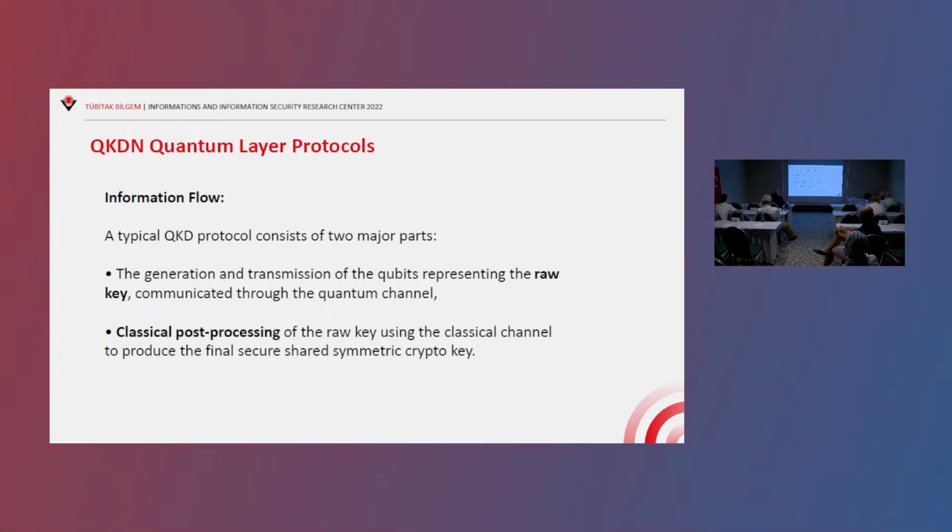So a typical QKD protocol, both including the prepare and measure technique and also the entangled photon technique, includes two parts. One is the generation and transmission of the qubits that represent the raw key. We call this raw key because that's not the actual key that Alice and Bob would use eventually. These keys would be sifted, in other words, using classical post-processing. Only part of these keys, Alice and Bob would use. So it would include a raw key generation and qubit transmission part. And the second part of the protocol would always include a classical post-processing, where we ensure Alice and Bob have the actual secure, safe key that they would use in encryption and decryption. So that's called the symmetric crypto key.